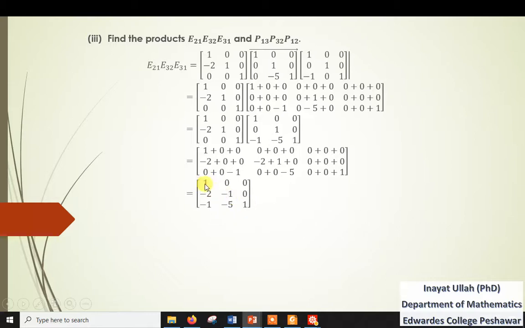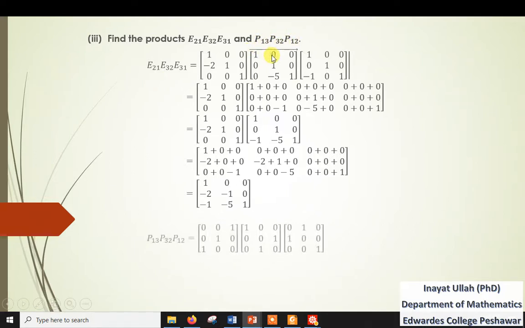A lower triangular matrix is a matrix in which above the main diagonal all the elements are 0, and below the main diagonal not all the elements are 0. There may be only one number which is not 0, maybe two numbers are 0, but one of these three numbers must not be equal to 0. Anyways, this is the product of these elimination matrices, and now we are going to calculate the product of these permutation matrices.